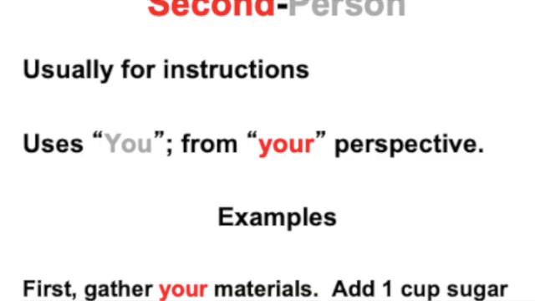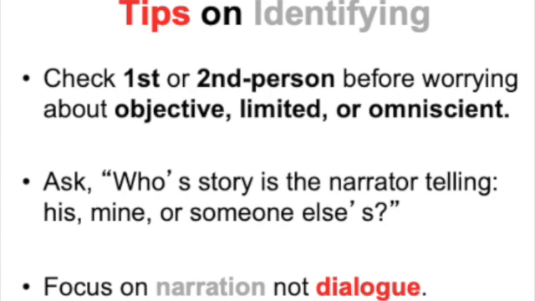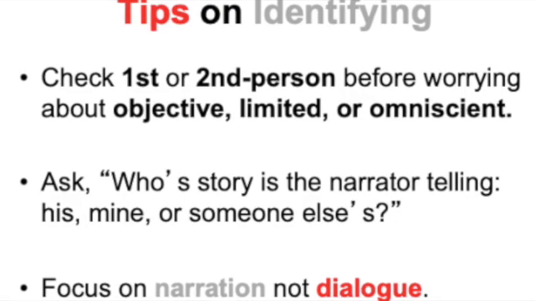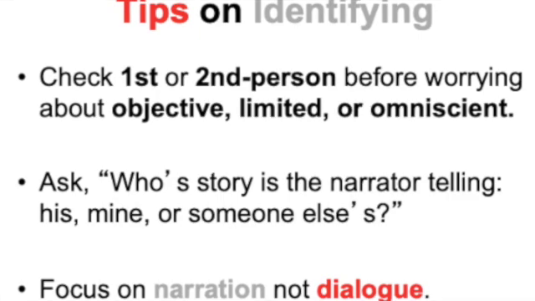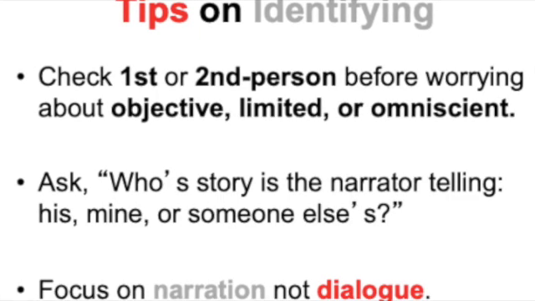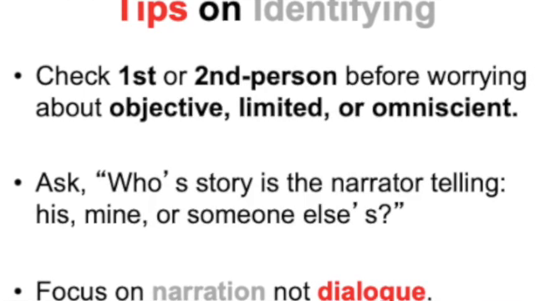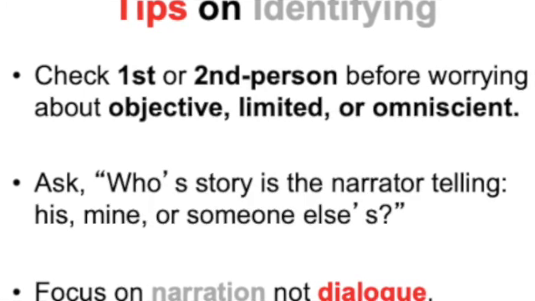So let's look at our tips on identifying point of view. We talked about this in our first person point of view, but we're going to review it again. Always check first when you read a text, is it first or second person? If it's first person, you're going to see I, me, my. The narrator is part of the story, a character in the story. But if it's second person, you're going to see you, yourself, and your.